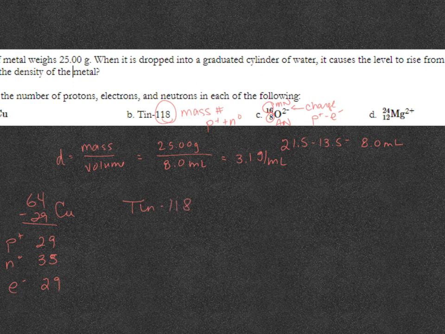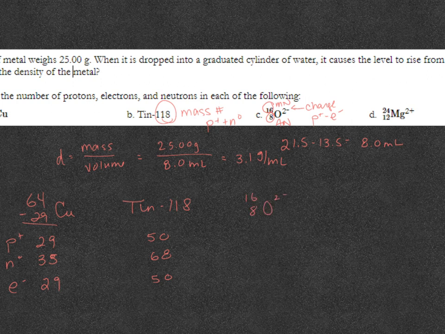Now for tin-118, I have to look at the periodic table to get my number of protons. So I find the whole number on the periodic table, and that's 50. To get my neutrons, it's mass number minus your atomic number. So it's 118 minus 50, so I get 68. There is no charge indicated here, so therefore it's neutral. It means I have 50 electrons.